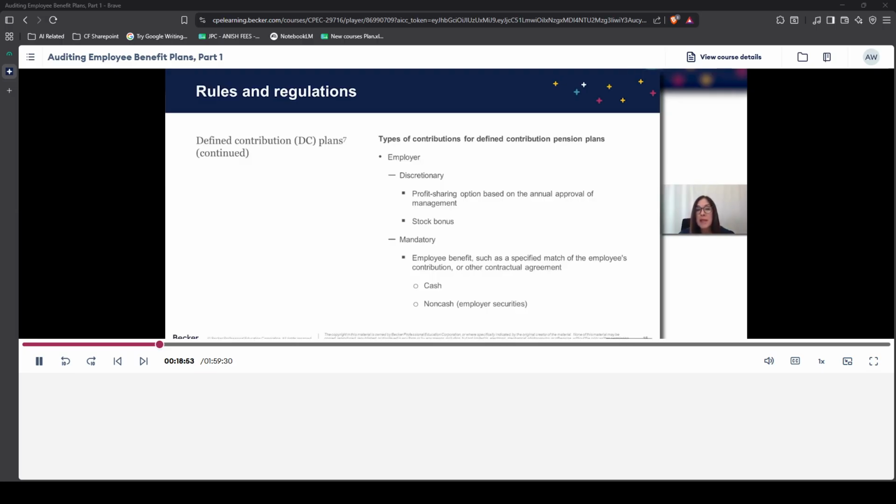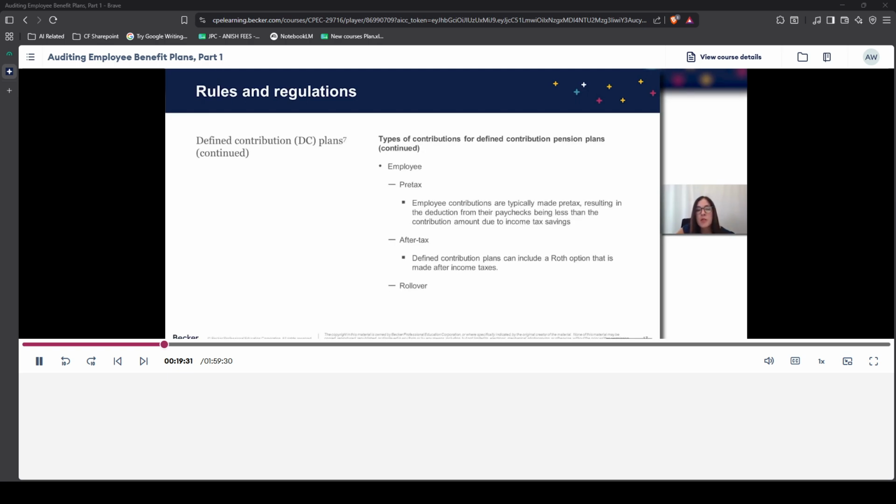You could also have the mandatory contribution, and the mandatory contributions can be based on different criteria. It could be based on things such as a specified match of the employee's contribution. It could be a stated dollar amount. Again, you'll just have to read the language in the plan document. And depending on the type of plan, for example, the ESOP, the employer contribution could be made in the form of cash or employer securities.